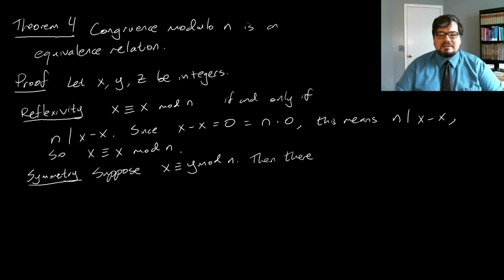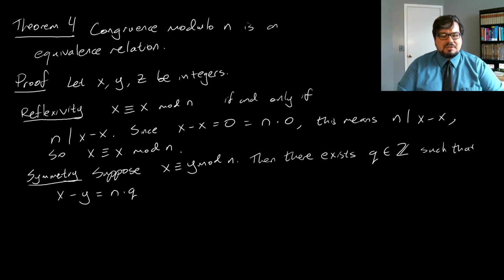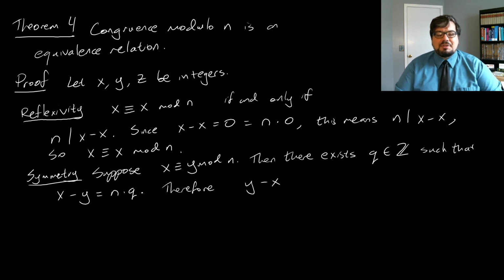Then that means that there exists some integer q such that x minus y is equal to n times q. But that means that if I take y minus x, that's exactly the opposite of x minus y. That's what I would get by multiplying x minus y by -1. And therefore, y minus x is equal to n times negative q. I've basically just multiplied -1 on both sides of the equation and gathered the -1 on the right in with the q. And negative q, of course, still belongs to Z.